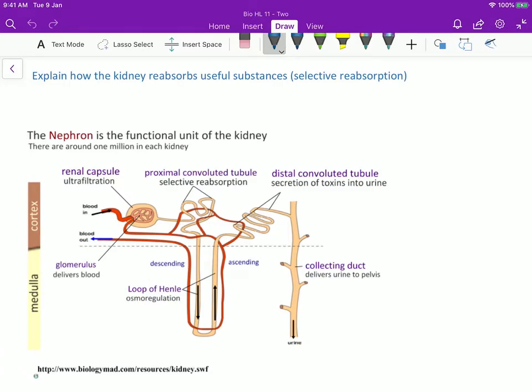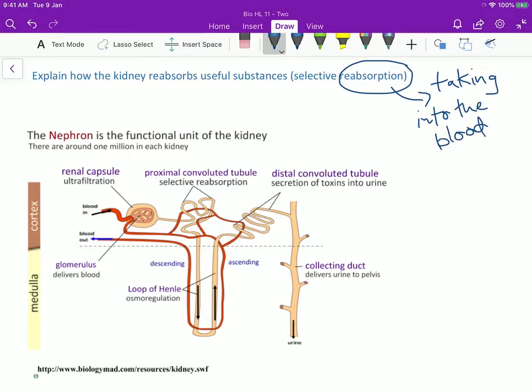Selective reabsorption in the kidney. Explain how the kidney reabsorbs useful substances in selective reabsorption. So this is reabsorption. That means taking back into the blood. Okay, taking things back into the blood.